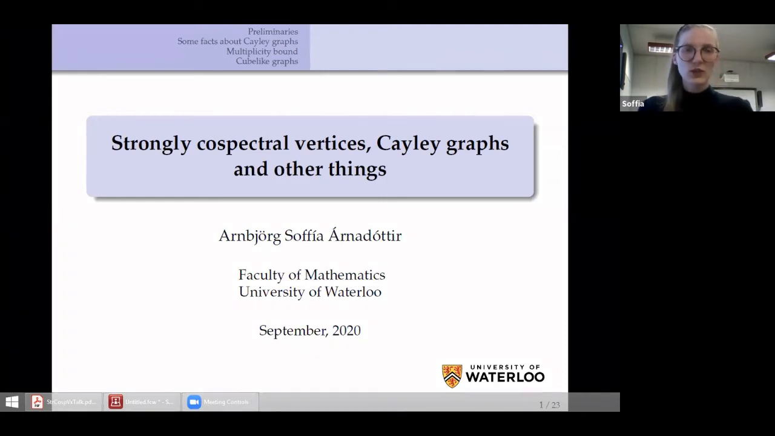I will be telling you about strongly cospectral vertices and Cayley graphs, and actually not so many other things. Mostly the strongly cospectral vertices and Cayley graphs.